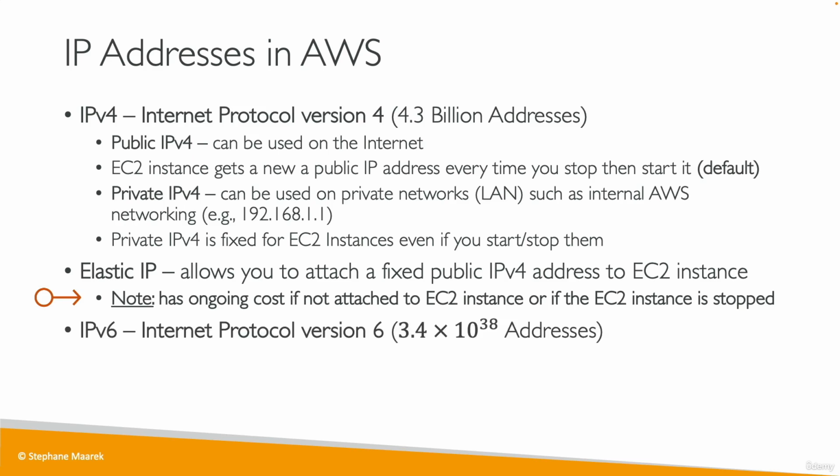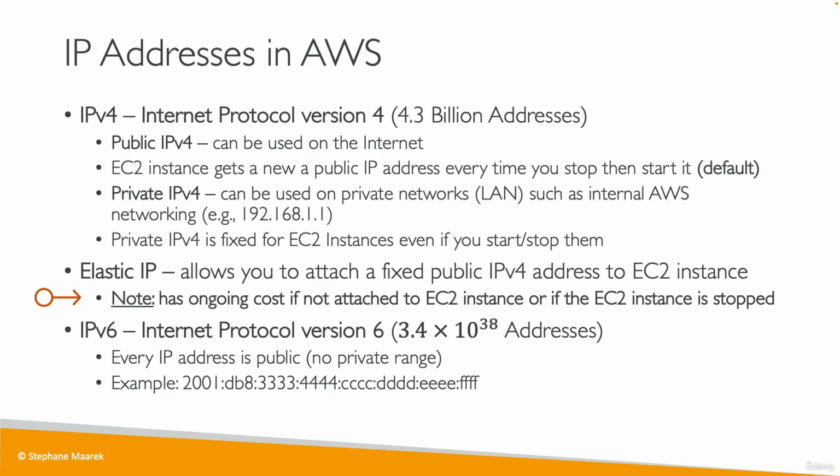Finally, we have IPv6. So this is the next evolution of the Internet Protocol. And I will not name how many addresses that is. This is a lot more addresses, about 3.4 times 10 to the power of 38. So quite a lot of addresses. Each IP is going to be public. There's no private range. And they look like this. And you can actually enable your VPC to use IPv6 as well.